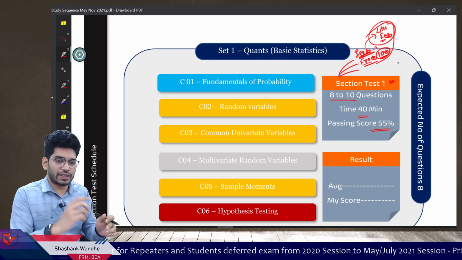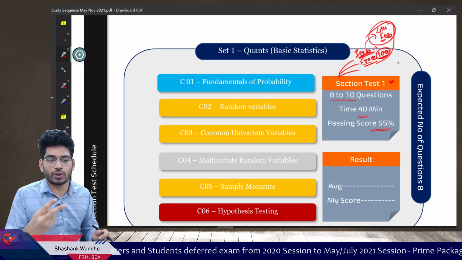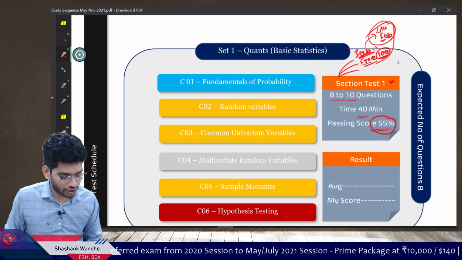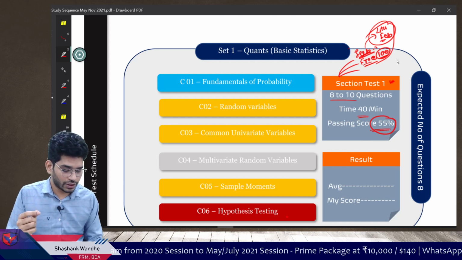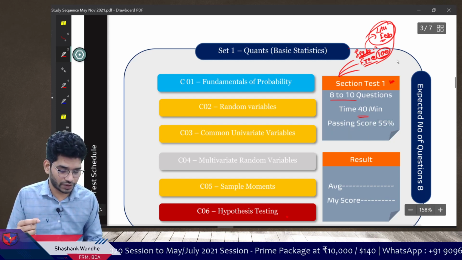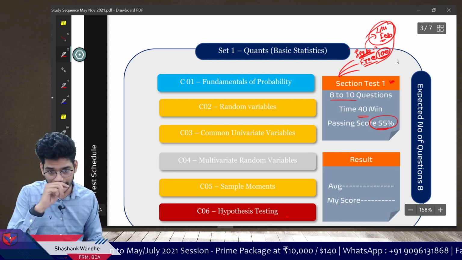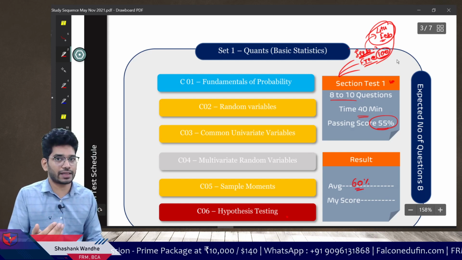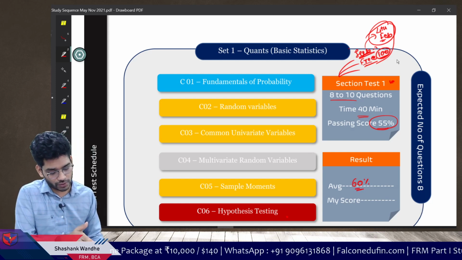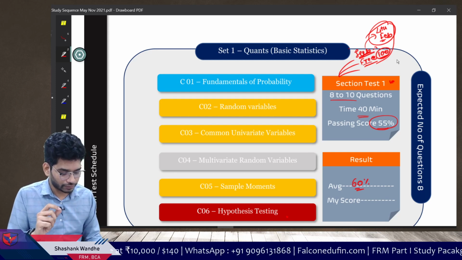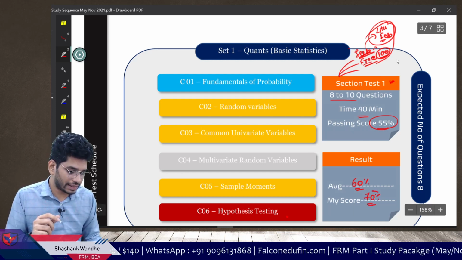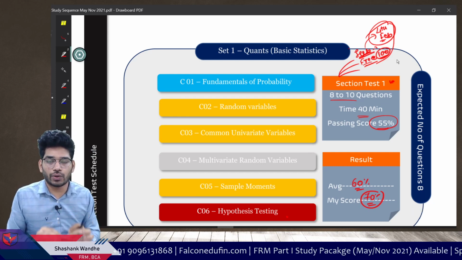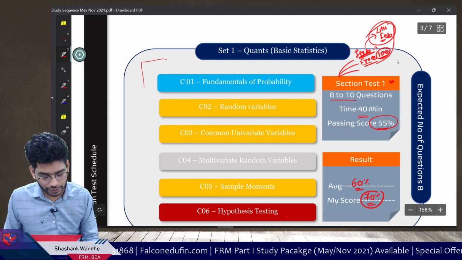Once you appear for the test, you will be able to know your score, the average score, and the passing score. Passing score is already mentioned here. So you will have 3 details. You have to just note down the average score, which is how other students are performing. So say other students scored 60% on average, passing is 55, and you scored 70%. If you score 70%, you can conclude that you are well prepared for this particular section.